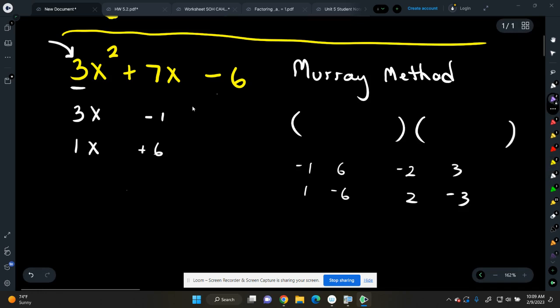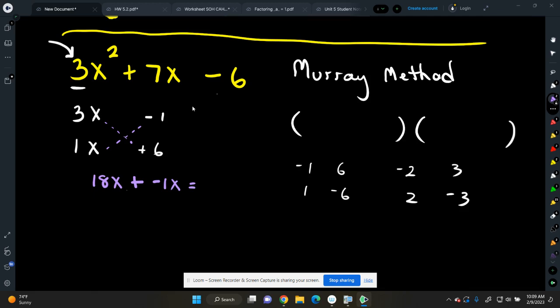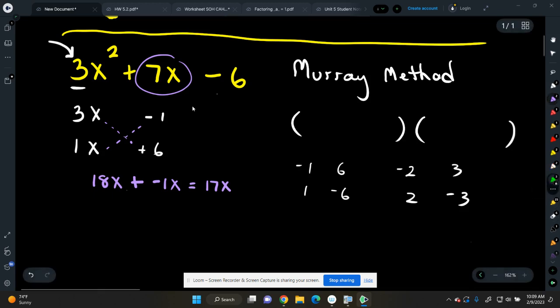In order to check it, we're going to cross multiply. What's 3x times 6? 18x. Plus, what's x times negative 1? Negative 1x. What does 18x plus negative 1x equal? 17x. I need it to equal 7x. So that didn't work. So I'm going to try something different.